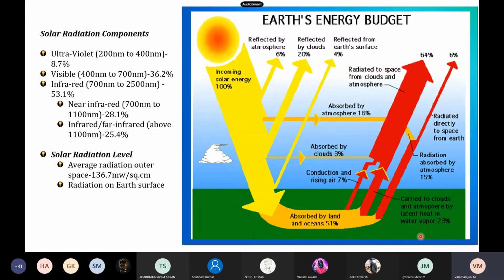Someone please add these contents. See here, incoming solar energy is 100%. It was reflected by the atmosphere is 6%, by the clouds, and reflected from the Earth's surface is 4%. Here around 30% are reflected. Absorbed by the land is 51%, absorbed by the clouds is 3%, absorbed by the atmosphere is 16%, and add this content.